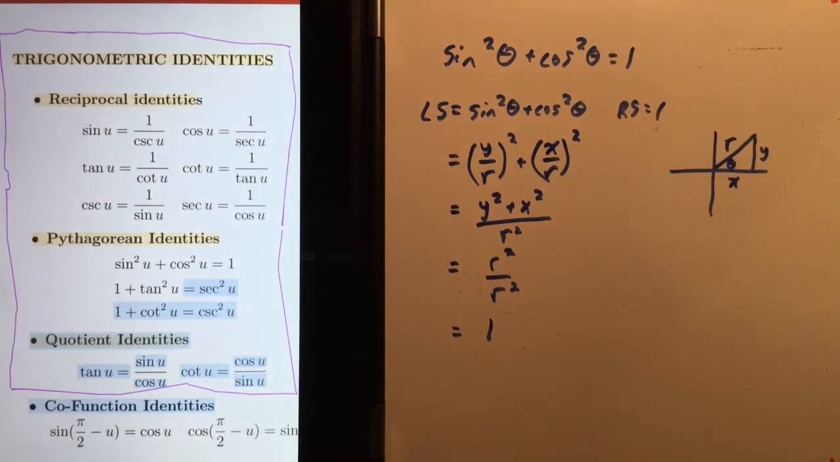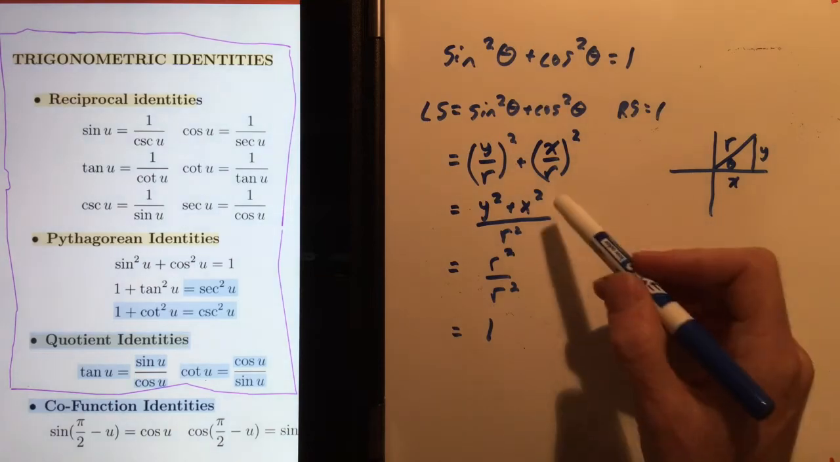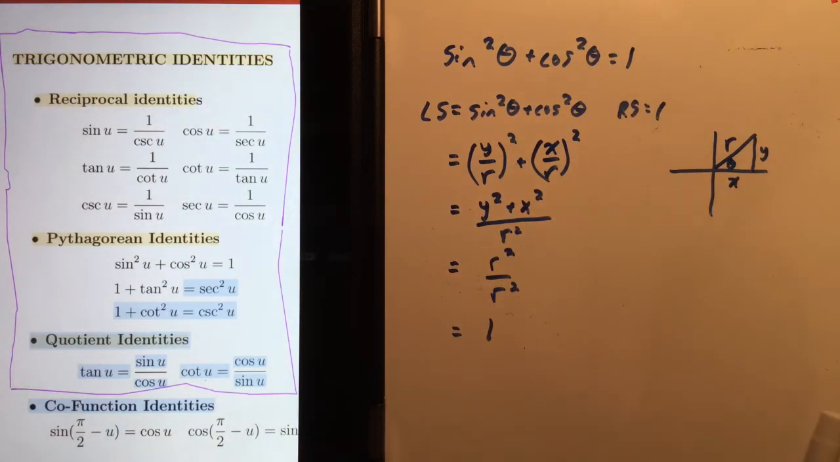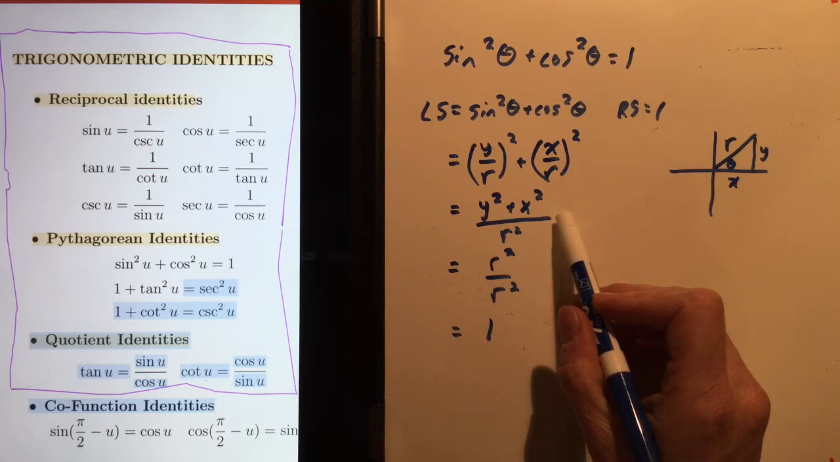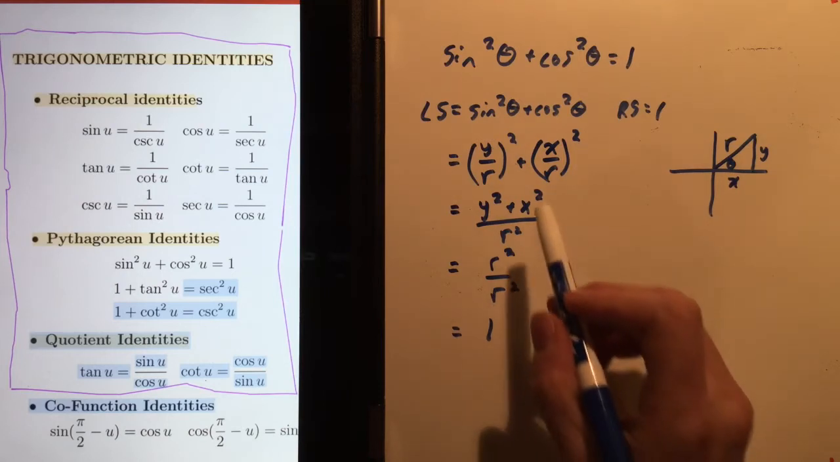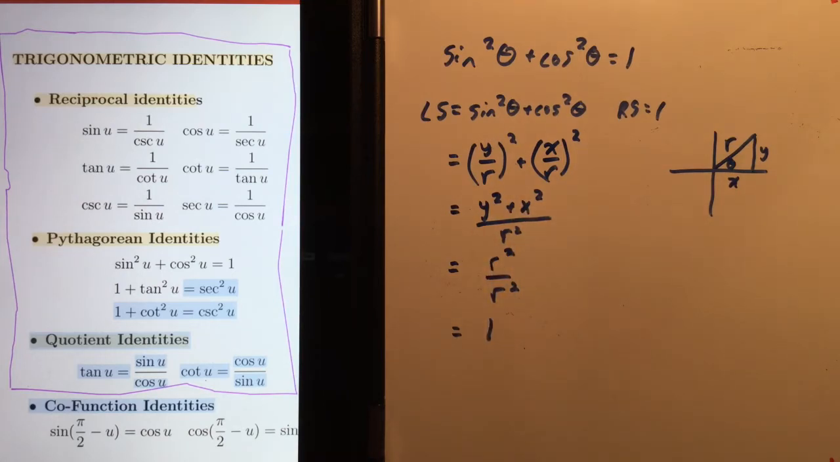Now, obviously, faking your way through it is not good practice. My point is, hopefully, you're going to realize the only way this could possibly work, and we're not going to ask you to prove something that's not true. The only way this could possibly be equal to 1 is if the x squared plus the y squared is equal to the r squared.